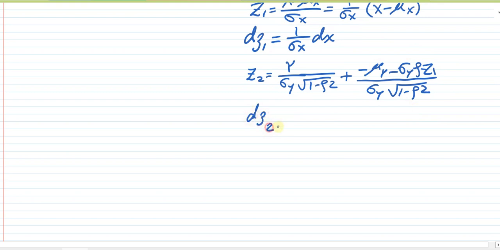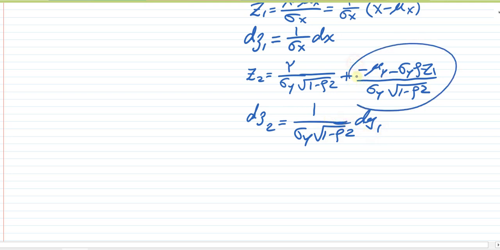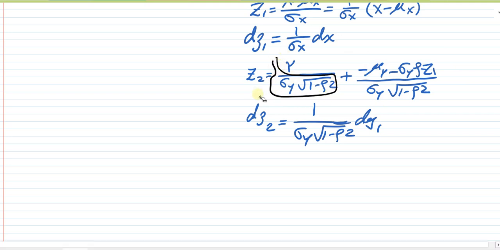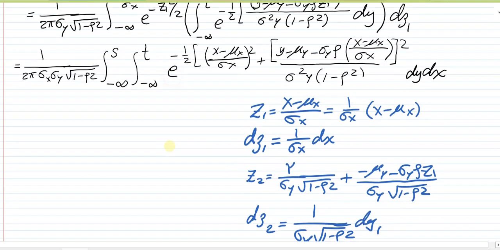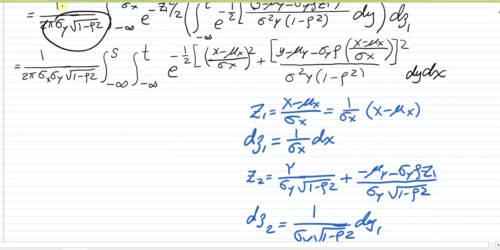Now, if I take dz2, the derivative is going to be 1 over sigma y root 1 minus rho squared, and then dy there. So when you take the derivative, this part is 0, and this acts as a constant multiple of y. So if you look at now this fraction, that's exactly what I have up here. That's where that came from. Okay, so that looks good.